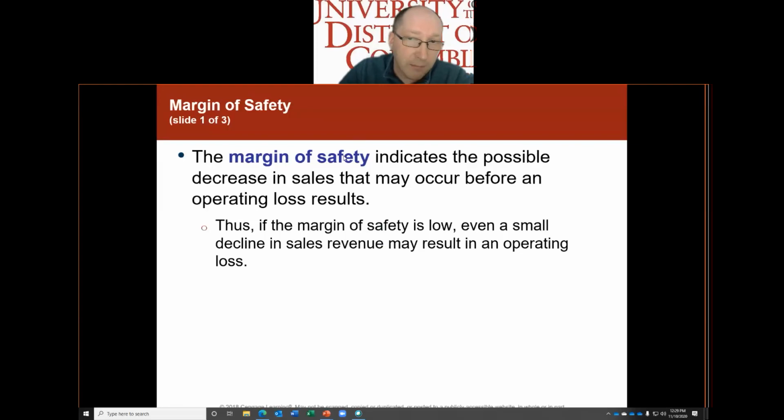Margin of safety is another important concept. This indicates the possible decrease in sales that may occur before operating loss is a result. So think of your margin of safety as that buffer. How low can I go before I start losing?